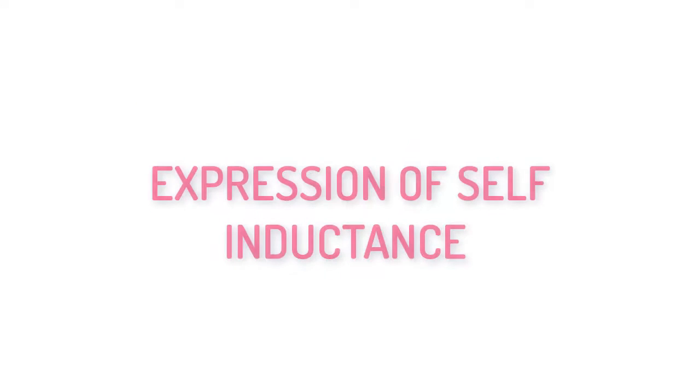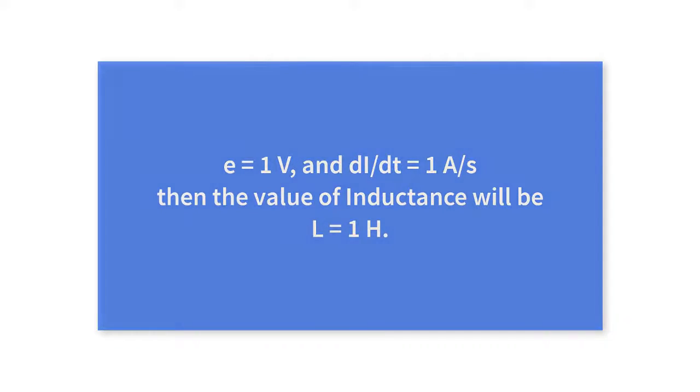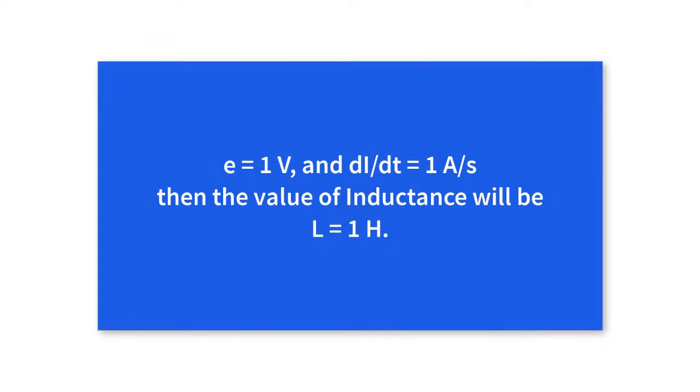Expression for self-inductance. You can determine the self-inductance of a coil by the following expressions. First is E equals L di by dt, or we can say L equals E upon di by dt. The above expression is used when the magnitude of self-induced EMF E in the coil and the rate of change of current di by dt is known. Putting the values E equal to 1 volt and di by dt equal to 1 ampere per second, the value of inductance will be L equal to 1 Henry.